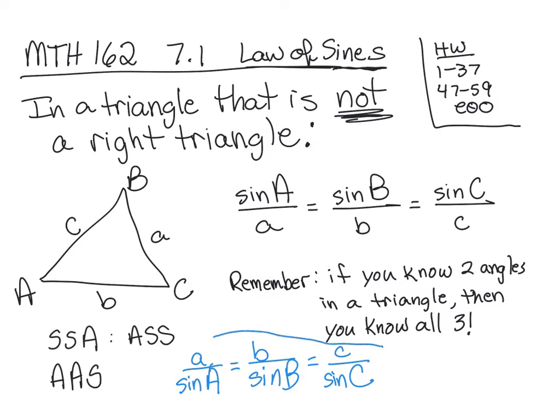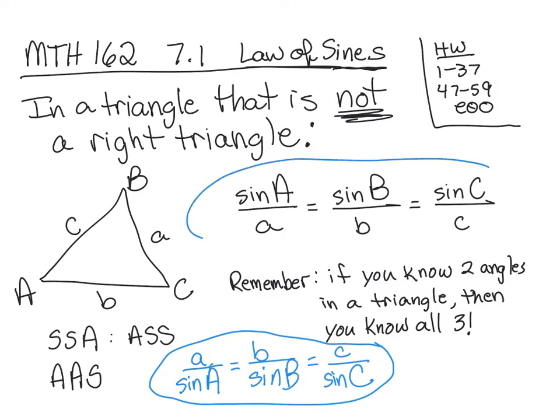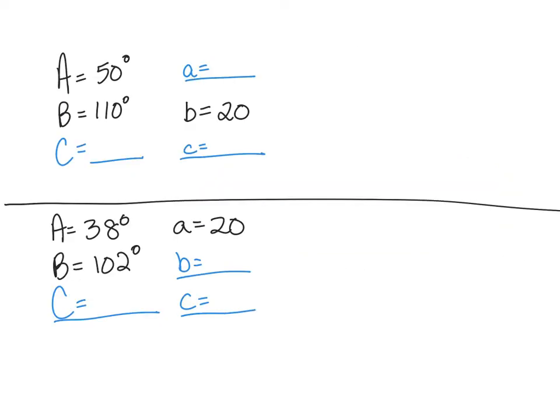So when you're working these problems, whatever you're solving for, put that on top. So if you're solving for a side, use the side over the sine. If you're solving for the angle, you're going to want to use the sine of the angle over the side, and then solve for the sine, and then you'll have to do the inverse sine on your calculator. Yes, you'll be using your calculator for everything in this chapter. All right, let's put this stuff to work.